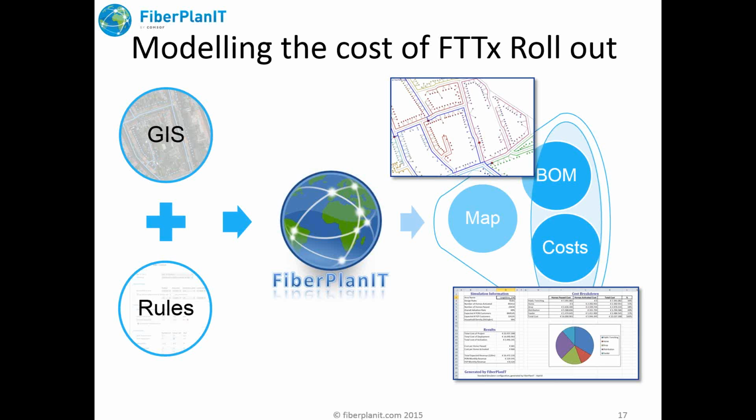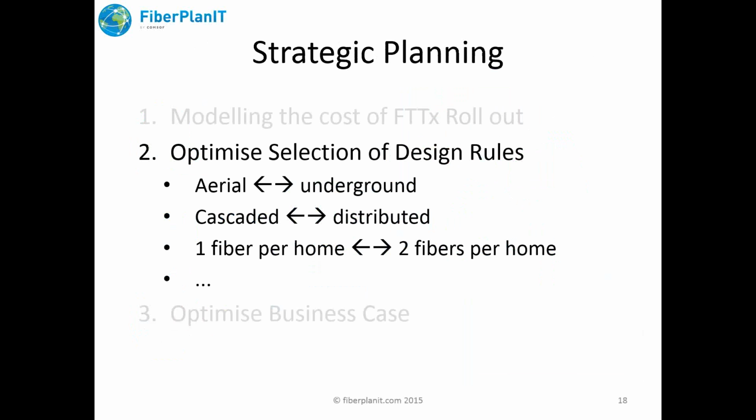All of this will be discussed more in detail during the demonstrations later on. So a second thing that we can decide by using the FiberPlanIT simulator in the strategic planning phase is the optimization of our design rules. So we have various choices that we can make. Will we use an aerial or underground deployment? Will we use a cascaded way or a distributed way of connecting demand points and distribution points? Do you want to have one fiber per home or two fibers per home? And a lot of different other questions.